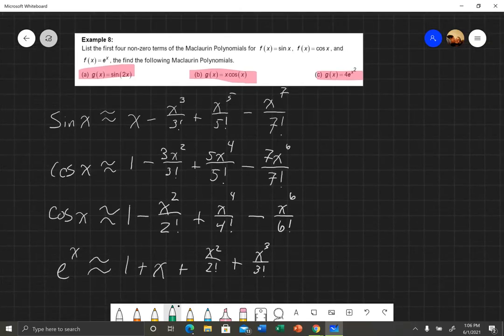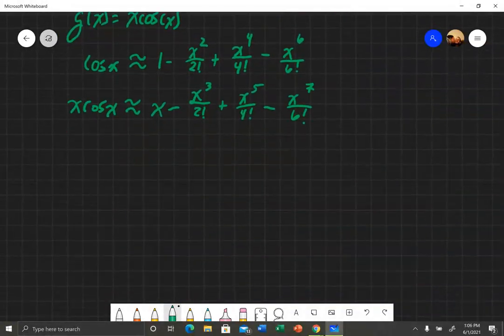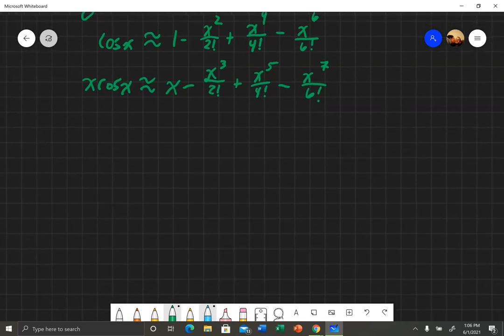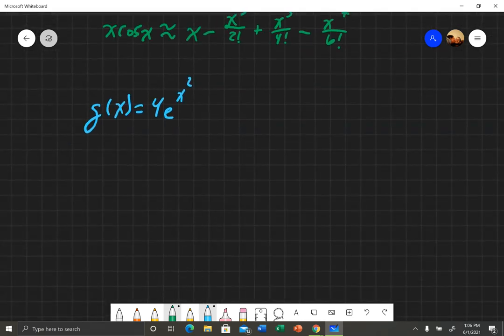We've got g of x equals 4e to the x squared. So g of x equals 4e to the x squared. So let's start with our original form, which is e to the x. It's approximately 1 plus x squared over 2 factorial plus x cubed over 3 factorial. So the first thing I want to do, at least with this one, is I'm going to replace all of my x's with x squareds.